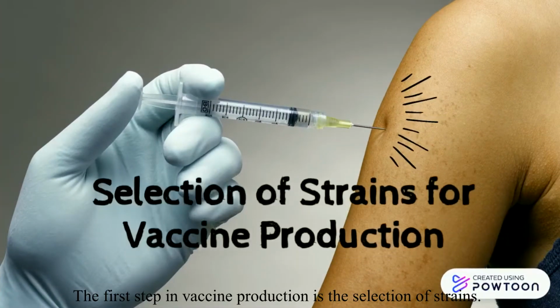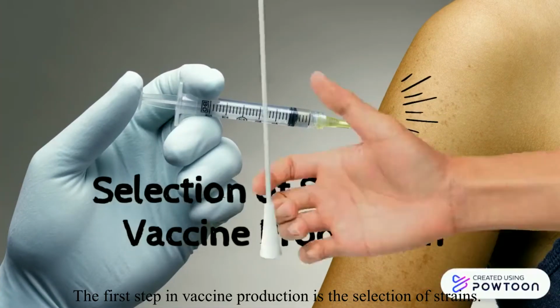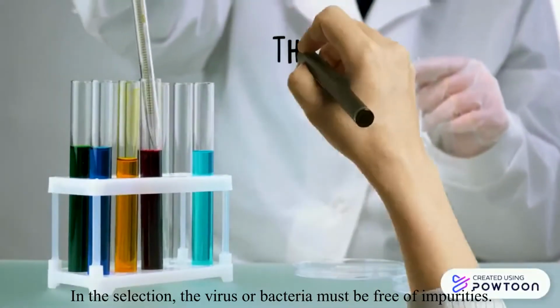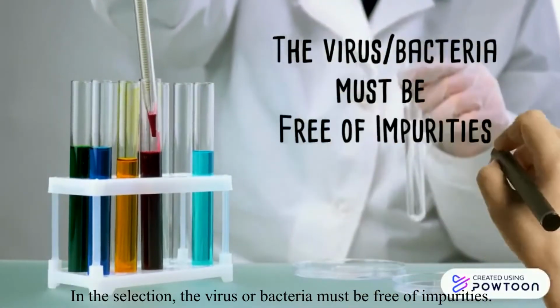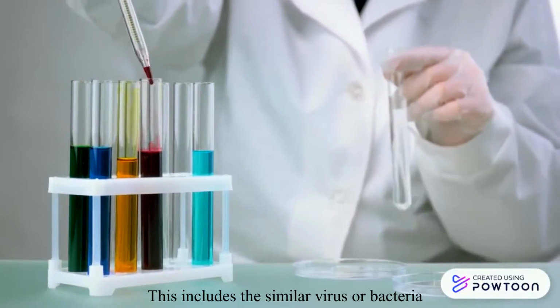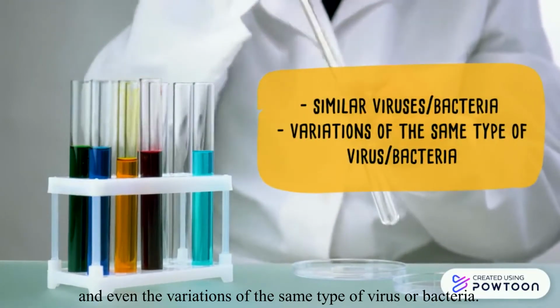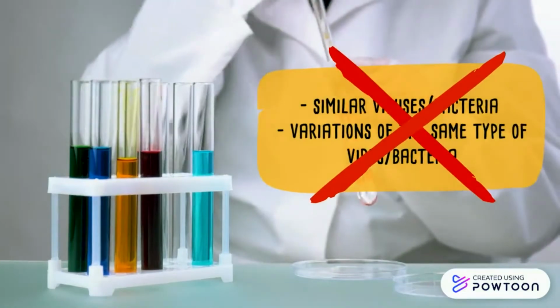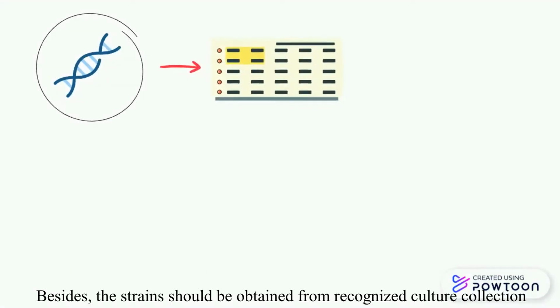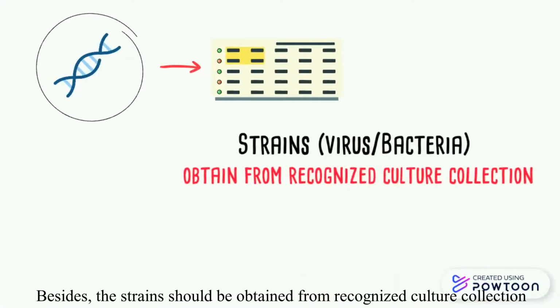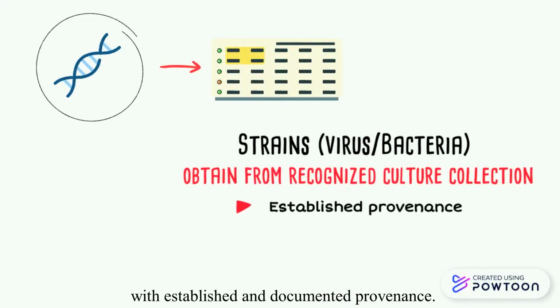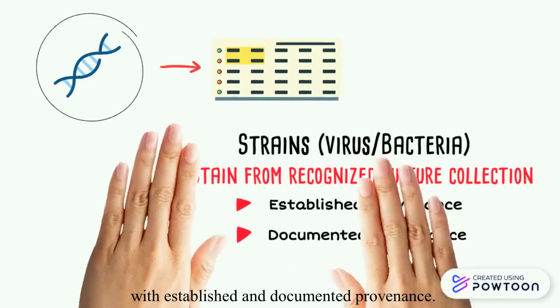The first step in vaccine production is the selection of strains. In the selection, the virus or bacteria must be free of impurities. This includes similar virus or bacteria and even variations of the same type of virus or bacteria. Besides, the strains should be obtained from a recognized culture collection with established and documented provenance.